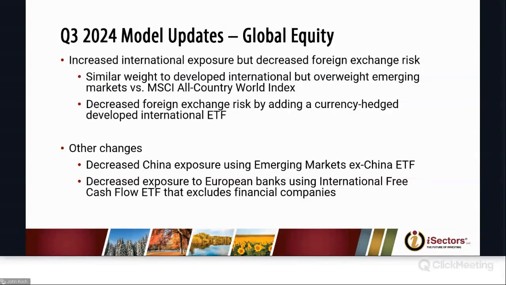Exactly. Thanks, Vern. Other changes we made to the equity portion of the global models, you can see in the last 2 bullet points on this page. So we increased our overall exposure to emerging markets, but we decreased the China exposure within that sleeve by adding an ex-China emerging market ETF from Columbia.